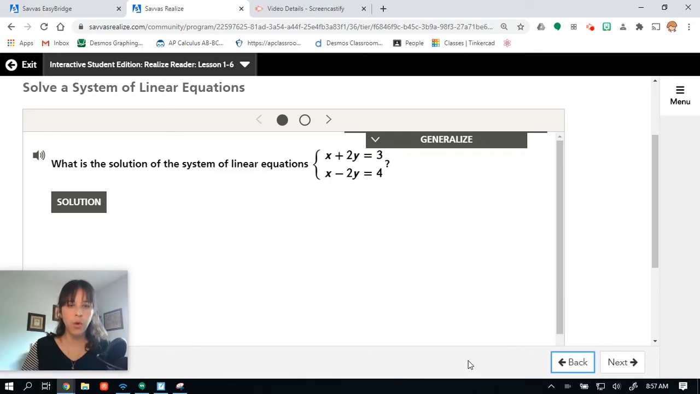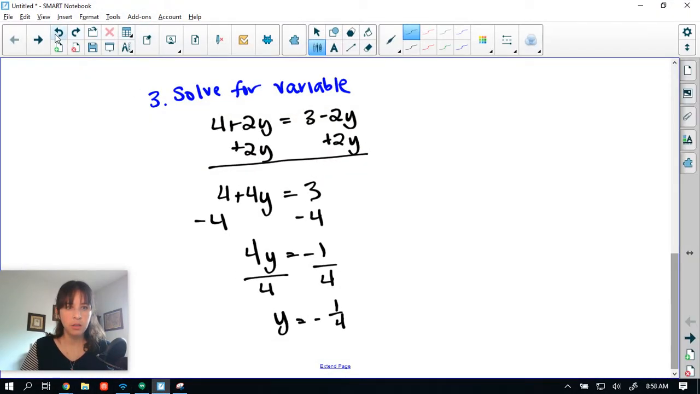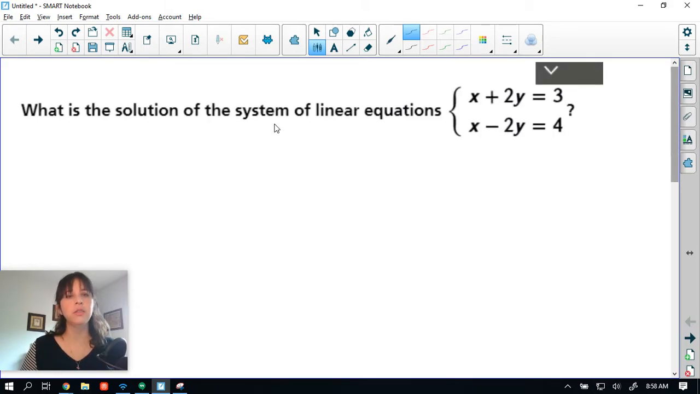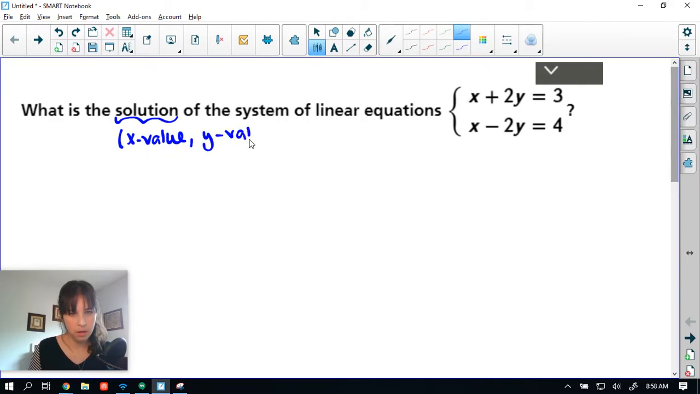So this one says, what is the solution for the system of linear equations? So let me clear my board here. And I have it right here. So what is the solution of the system of linear equations? We're going to have to find both an x and a y here. So what they're asking for when they say solutions is an x value and a y value where these two lines intersect, or where these two lines are the same.